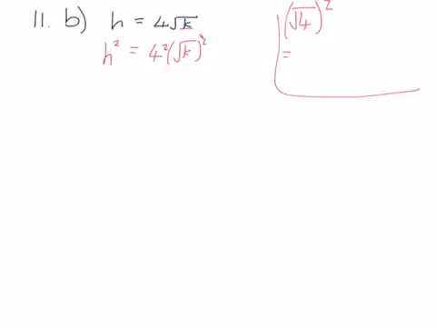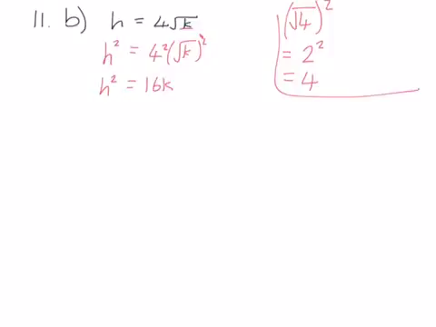Okay, square root of 4 is 2, which is 2 squared, which is equal to 4. So all this pretty much says is if we square a square root, then the two effectively just cancel each other out and we're left with whatever is under the square root. So that means over here we'll have h squared equals 16k. So the square root of k squared is going to be 16k.